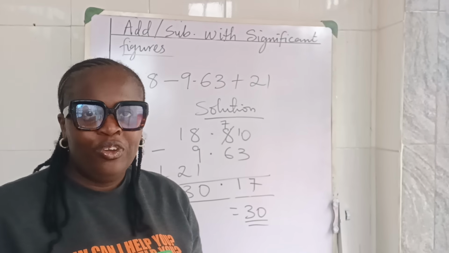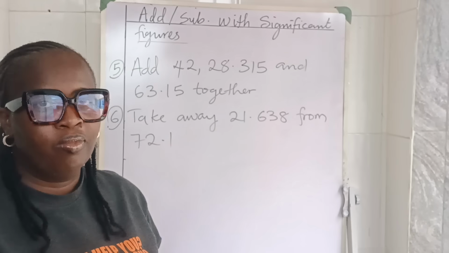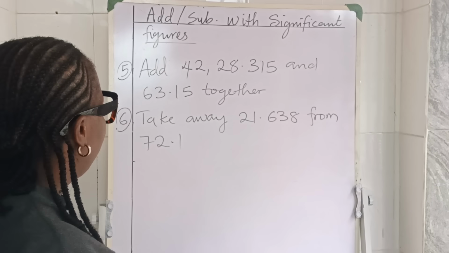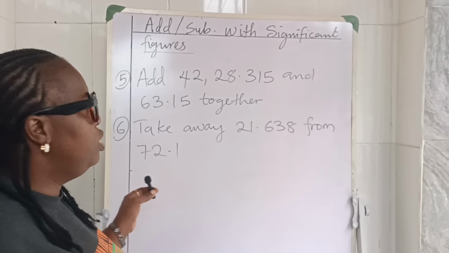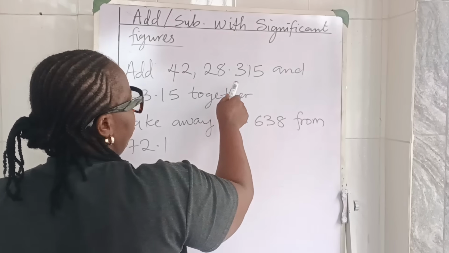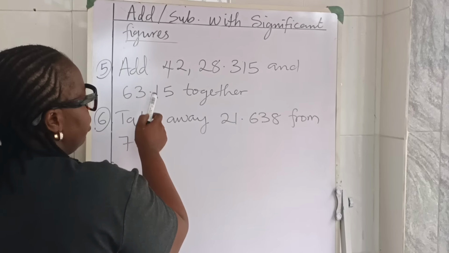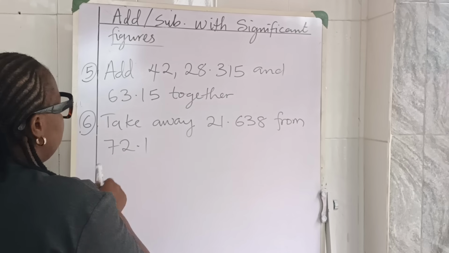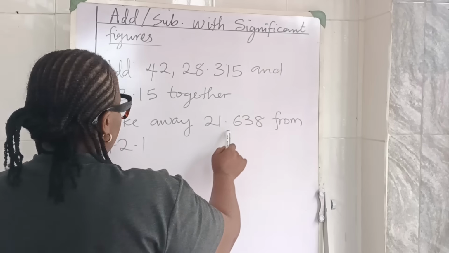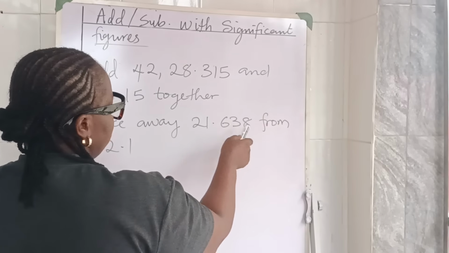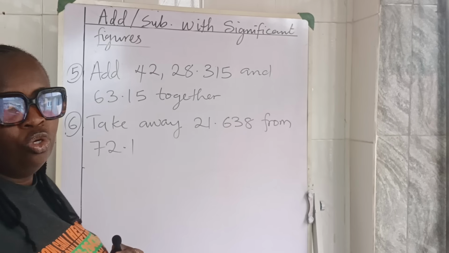Hope you enjoyed today's class. Let me give you your activities. And finally, we have our number 5 and 6 as activities we will do. Add 42.28.315 and 63.15 together, all together. Number 6, take away this number from 72.1. You're taking away 21.638 from 72.1.